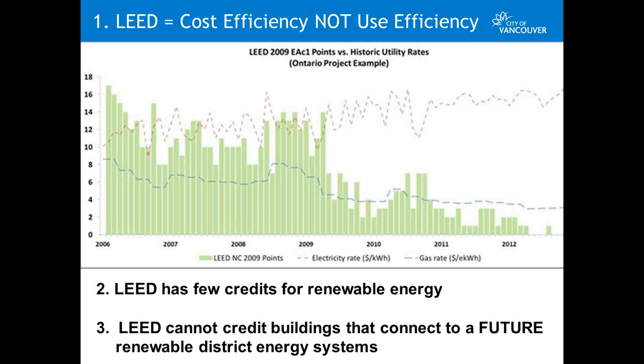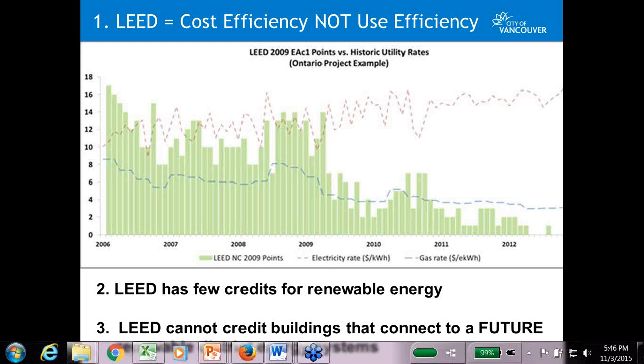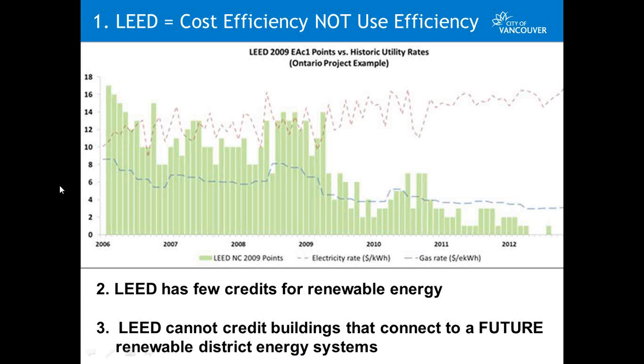So at the far left you can see this building, if it had pursued certification in 2006 when electricity and gas rates were very comparable, would have gotten 17 energy efficiency points in LEED. Then you move to the far right, after the shale gas explosion in North America and the crashing of natural gas prices, and that very same building would get no energy efficiency points in 2013. So that's one of the big challenges. It's not a standard which drives to the outcomes we want, either energy use efficiency or greenhouse gas reductions.